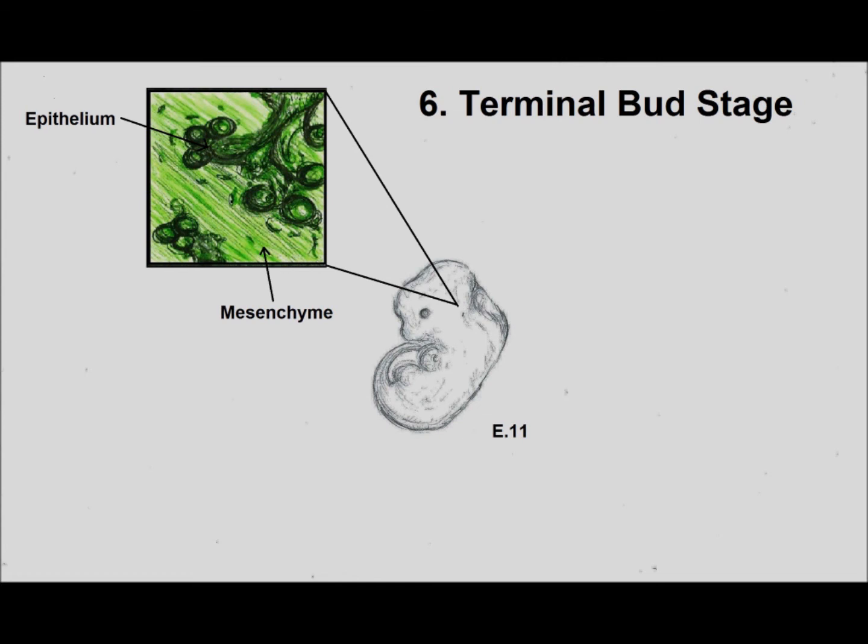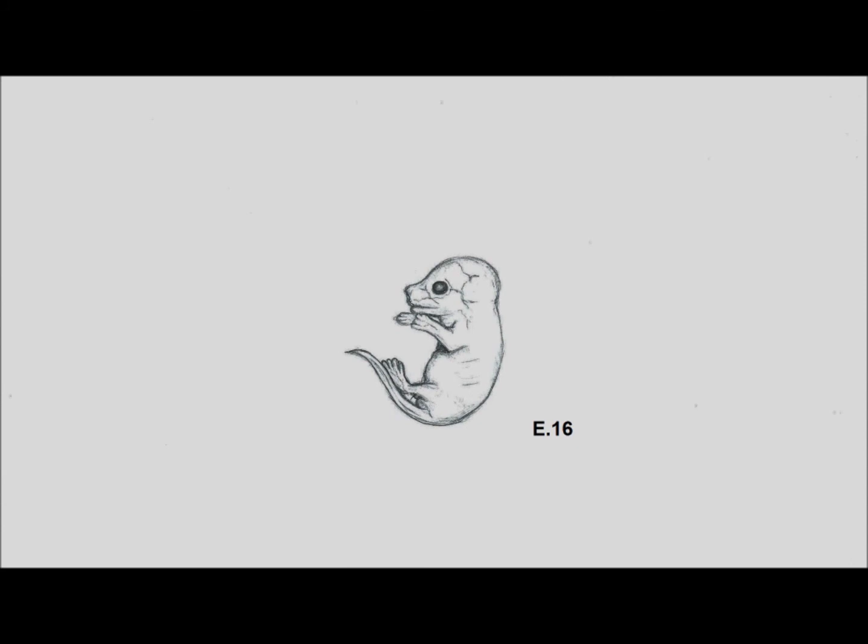Also, this differentiation is mostly dependent upon the interactions between epithelial cells, while the extracellular matrix and mesenchymal cells have little influence. The terminal bud stage usually occurs around embryonic day 16.